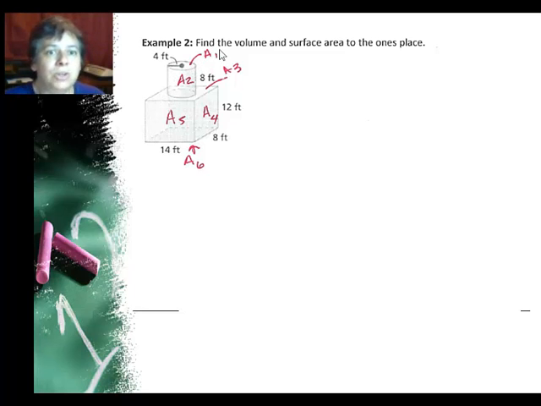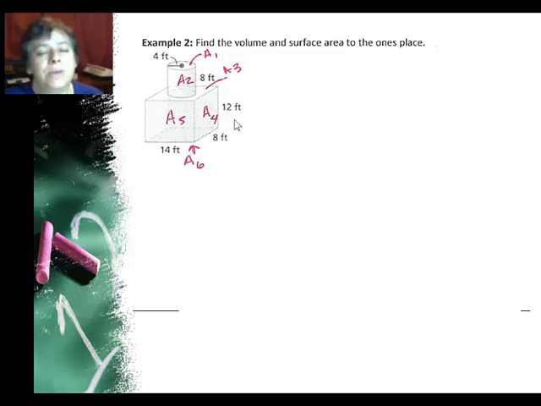To make it easy to start, I labeled all of the surfaces that I'm dealing with. This top part is A1. Around that cylinder is A2. This weird part right here is A3. This side is A4, which by the way goes with that side over there. This front side is A5, which goes with the side and back that you really can't see. And underneath, I call that area 6.